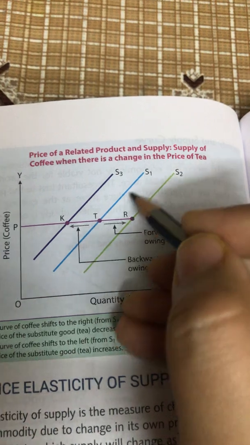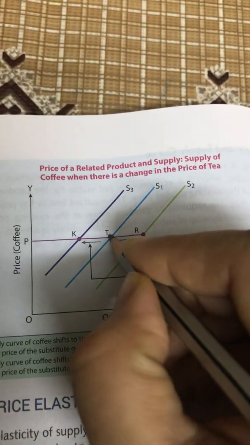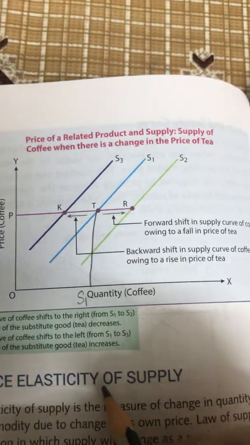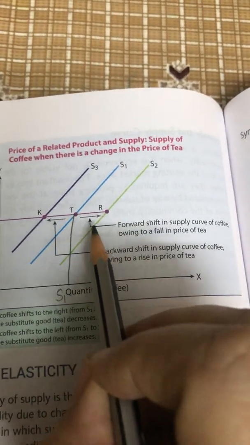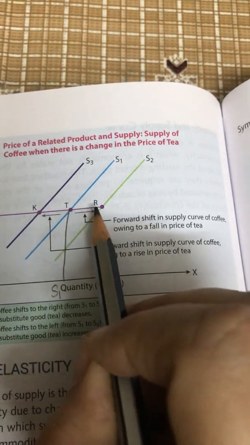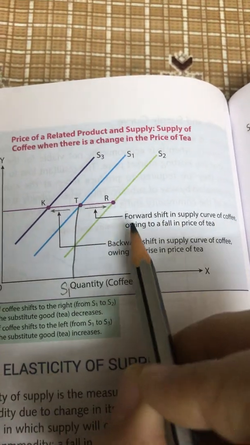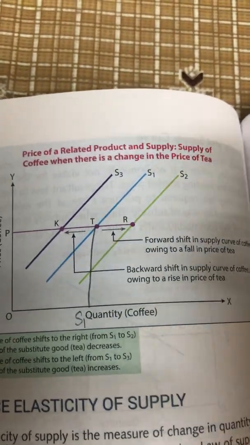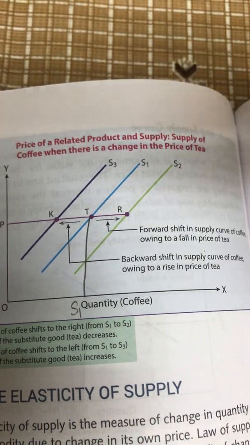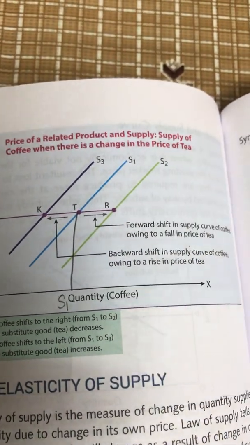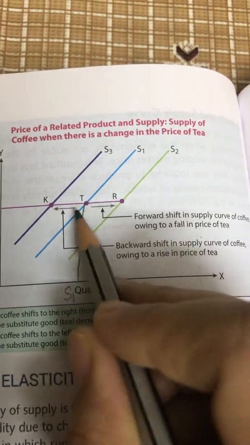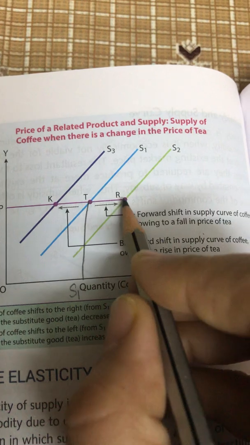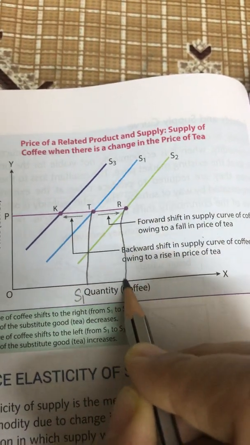coffee. Okay, so this is the original supply curve. Now you are supplying, say at the existing price, OS1 quantity of coffee. Okay, so the shift is going to be a forward shift in the supply curve of coffee owing to a fall in the price of tea. Since the price of tea is falling and you fear that your customers of coffee are going to go and have tea, you will increase the supply of coffee at the existing price. So the shift is going to be forward, right? So it's going to be OS2 now, right?